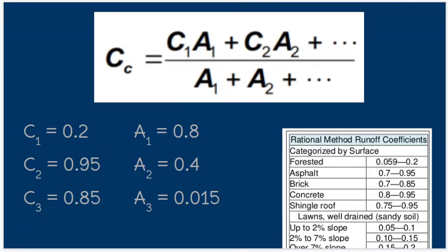This is the formula for the composite runoff coefficient, and you're going to use this when you have a change in your site. Let's say that you started with forested land, and that's all that was there, and you improved it by clearing the land and building some structure on it.